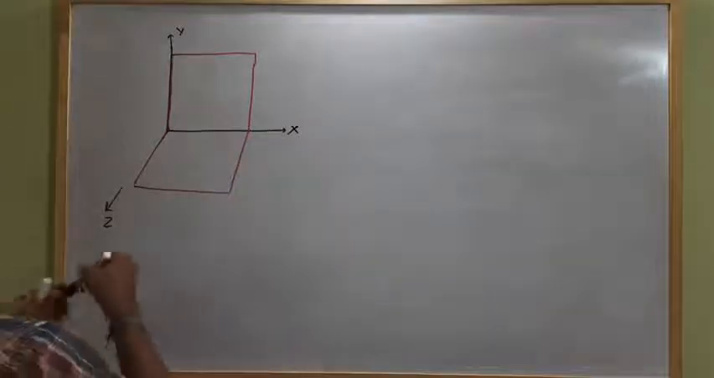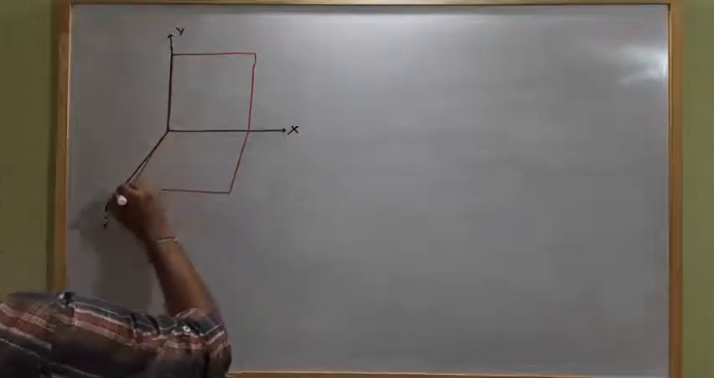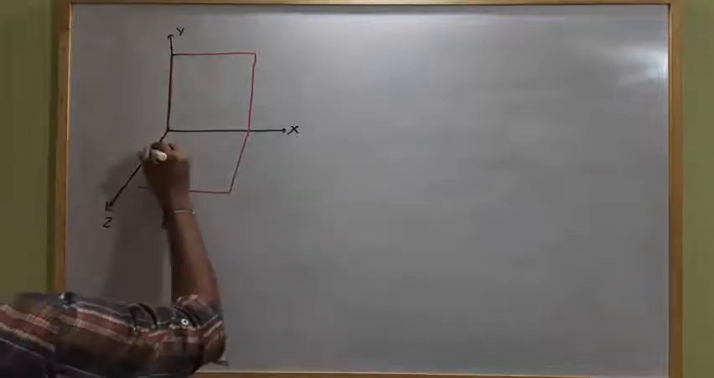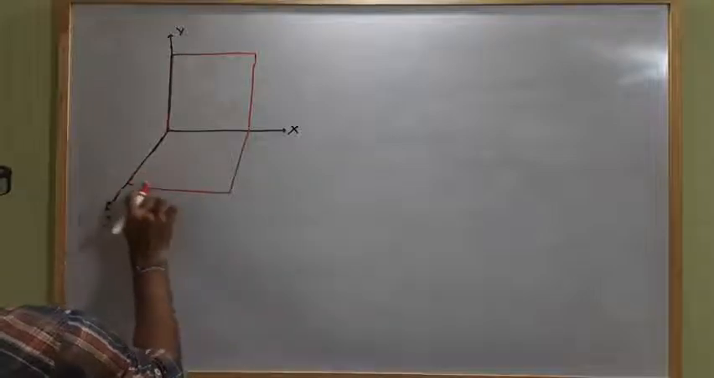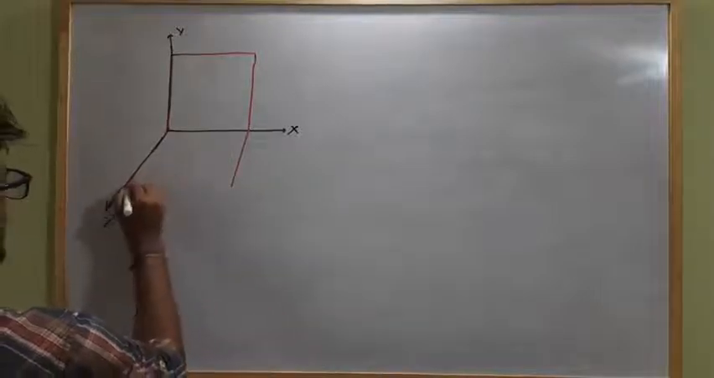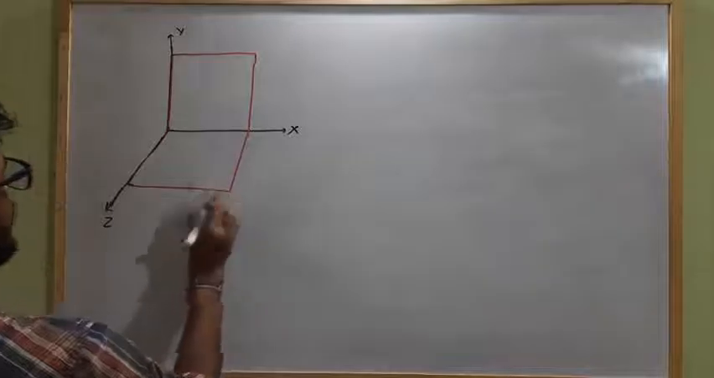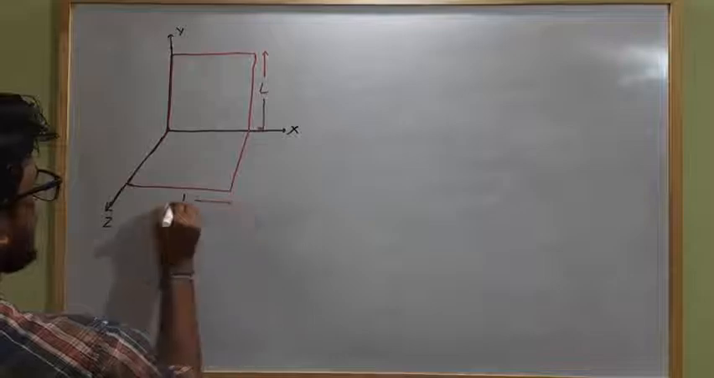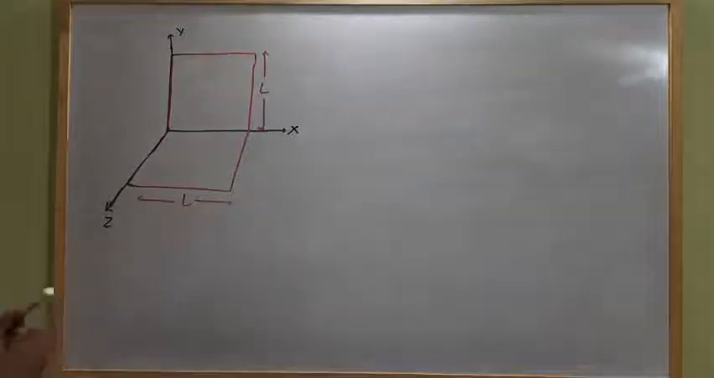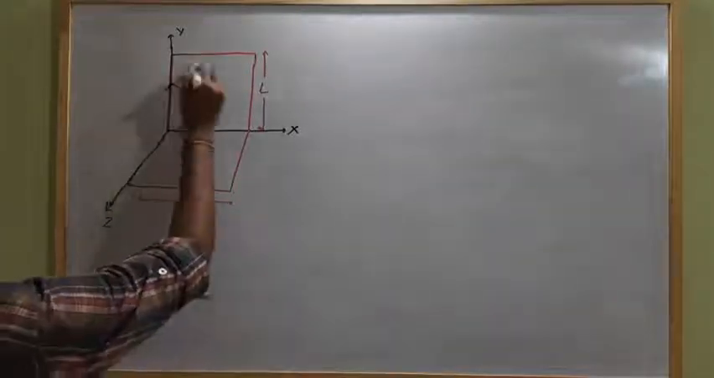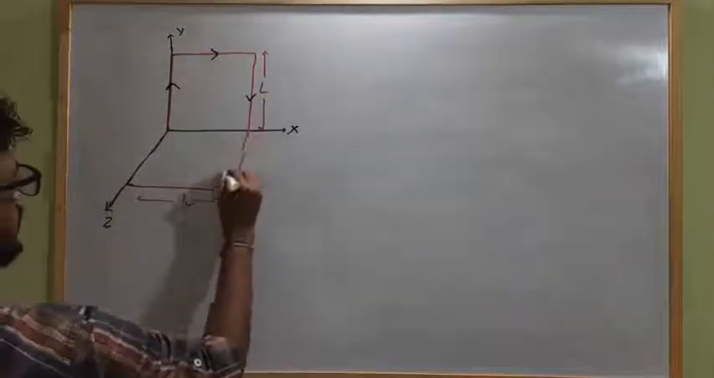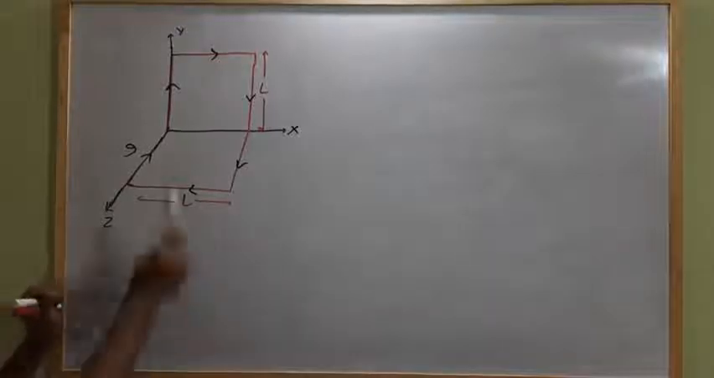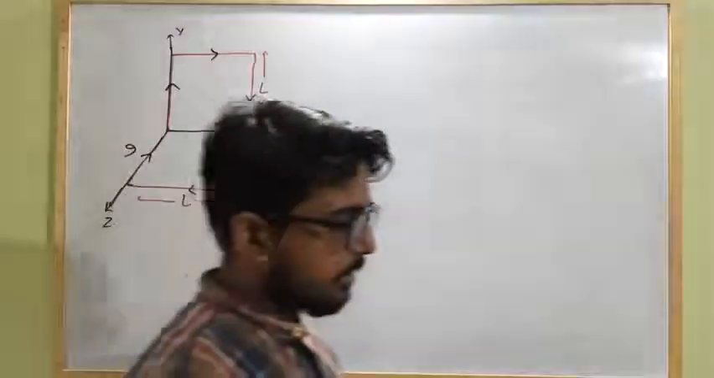Okay, this is along the Z axis. The side length is L in each case. Okay, and current I flows like this. Now find the magnetic dipole moment due to this current carrying coil.